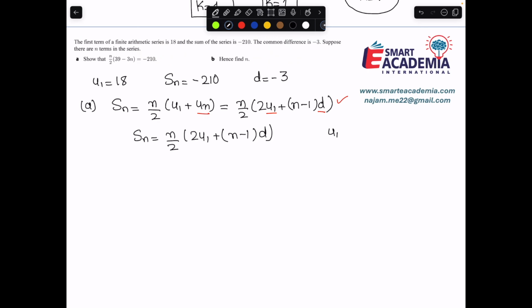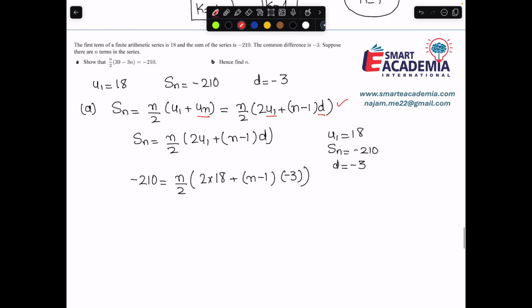Now, I know that my u1 is 18, I know that my s of n is negative 210, and I also know my d is negative 3. All I have to do is substitute in this equation. And I said before that the nth term has to be with one variable, which is n. So s of n is negative 210, n will remain as it is, 2 times 18 plus (n minus 1) times negative 3, which is d.